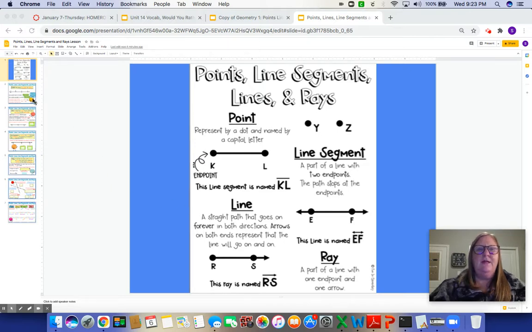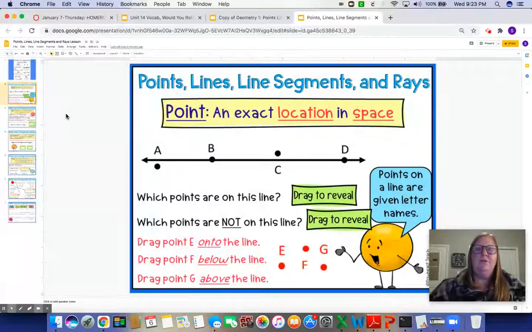So let's dig right in and let's go to the first slide, which talks about a point. A point is an exact location in space. So all of these are points, A, B, C, and D. When we're talking about points in geometry, points on a line are given a letter name. So if I had you look at this line, which points would you say are on the line? They're right on the line. I'm going to give you about 5 seconds to figure that out. And then we're going to drag this up and reveal the answer.